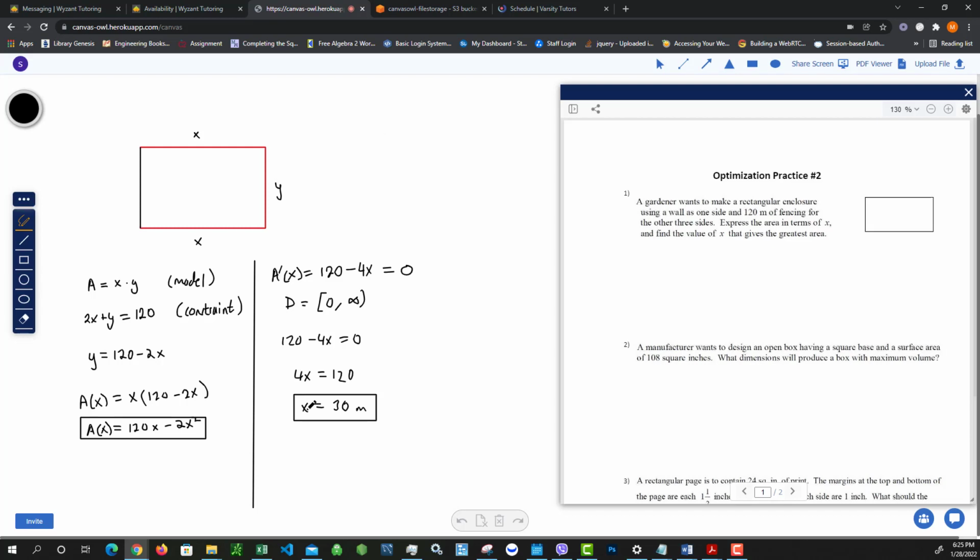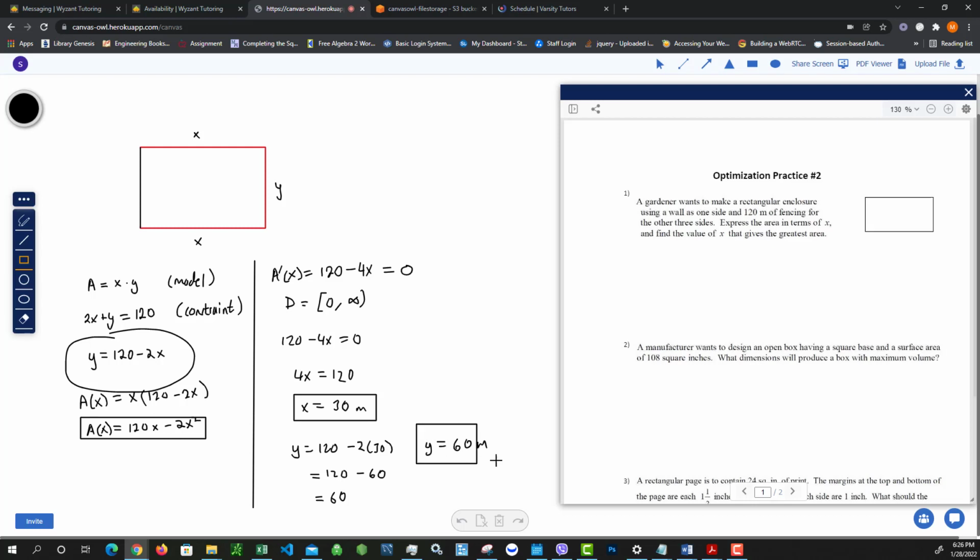What we can now do is find the corresponding y value by using the function for y we derived before. So we can write y is equal to 120 minus 2 times 30. All right, so this is 120 minus 60. So that tells us that y must be equal to 60. So the corresponding y value that goes with this maximizing x value is going to be 60 meters.